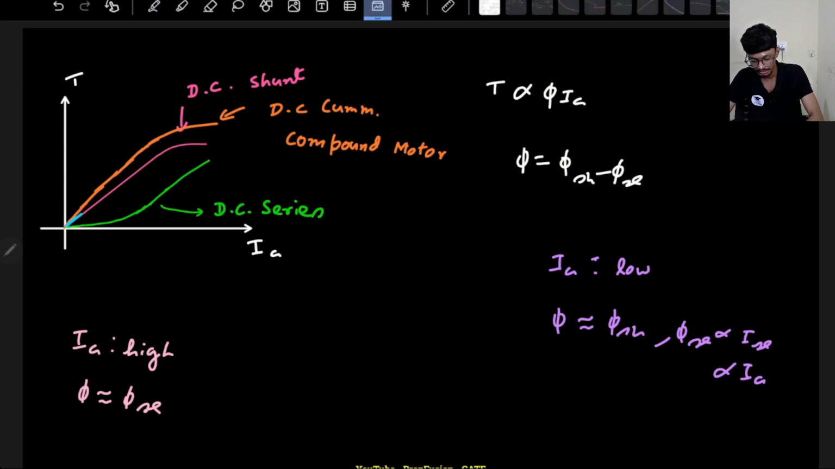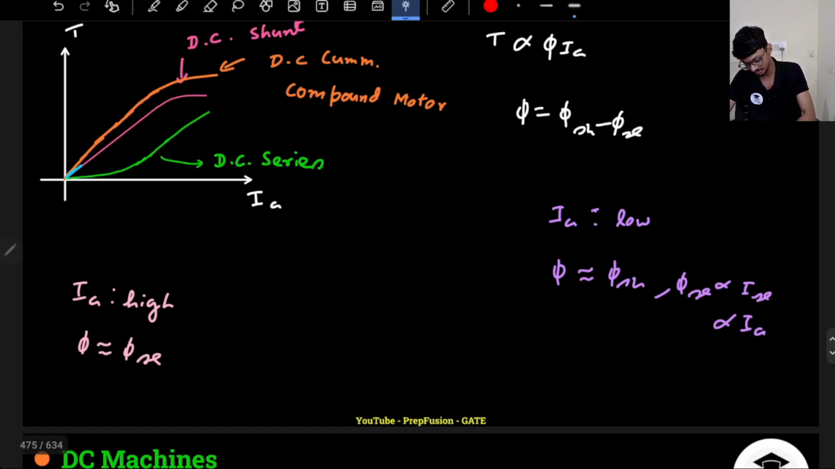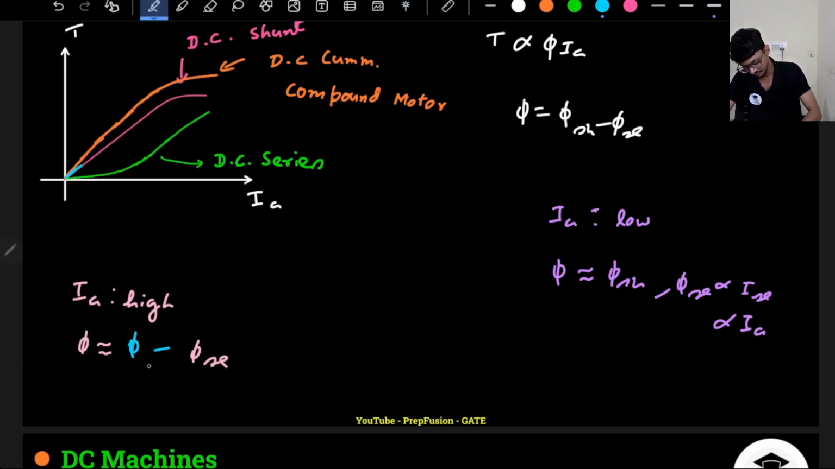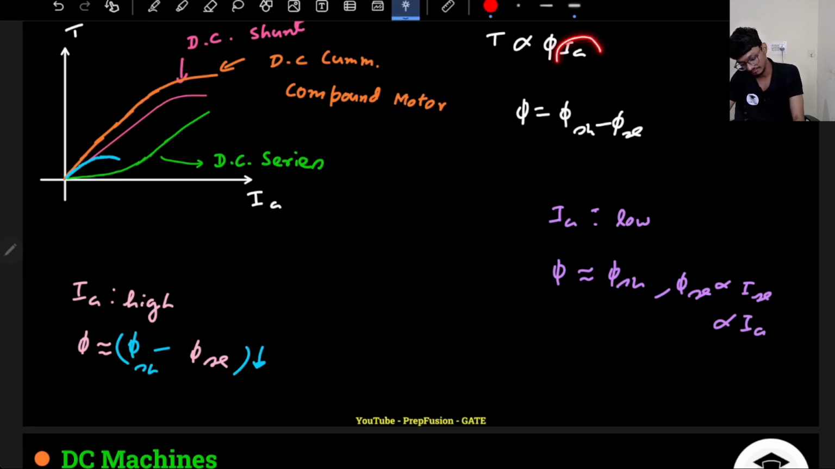Then what will happen? The series flux will be significant. So my flux will be phi SH minus phi SE. Ultimately the flux will reduce. So here also something like this will happen. Initially it will reach a peak point. After that the flux will reduce. If flux reduces, what will happen? Even though the load current is increasing, the torque will reduce. Here, even though the flux was reducing, the current was increasing at a faster rate, that's why my torque was still going up.